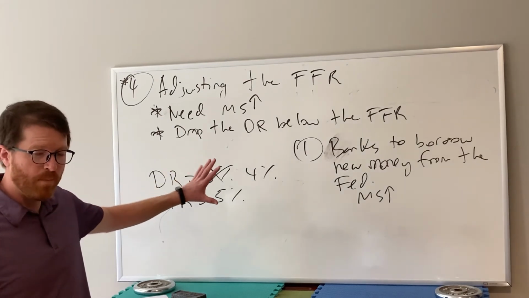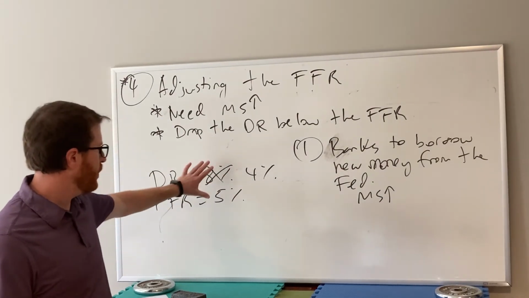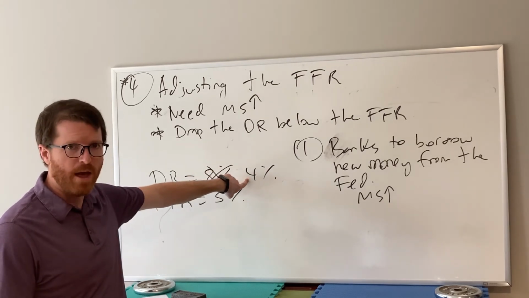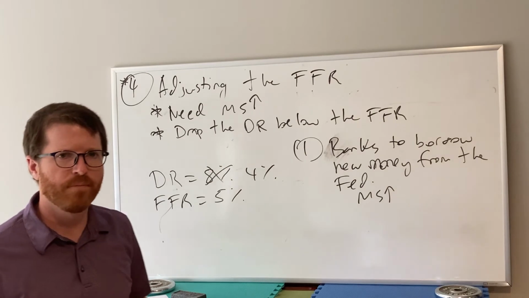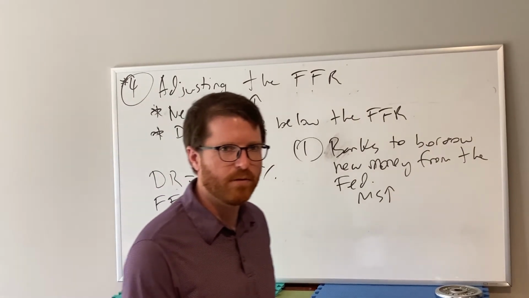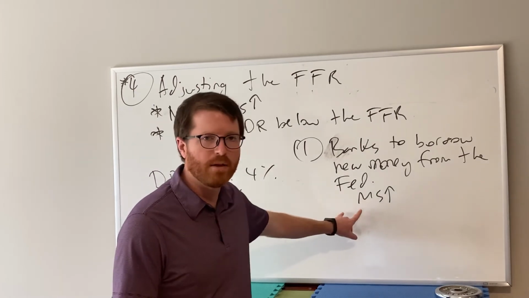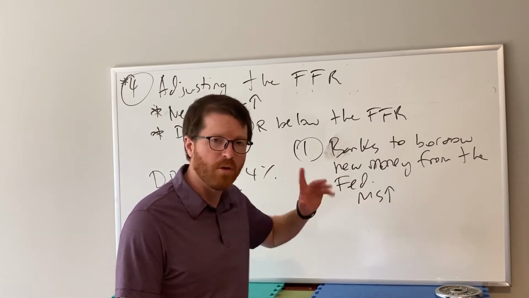When a bank needs to borrow, it's going to choose the lower rate. In this circumstance, banks will borrow from the Fed because the rate is lower. That in and of itself will increase the money supply. But that's not the only effect. Think about what happens next. First of all, there's more money in society, so banks are less likely to need to borrow.